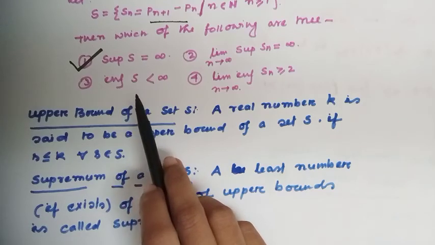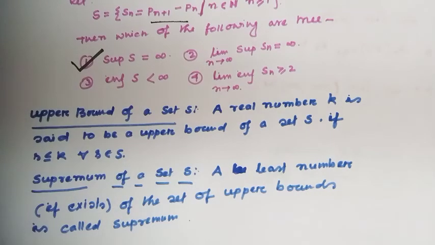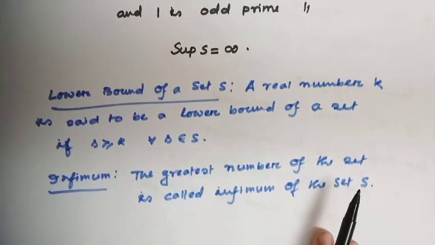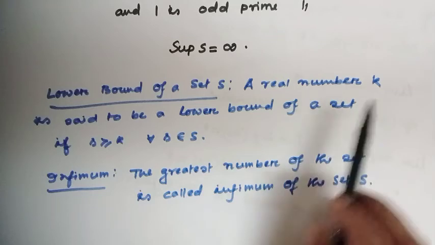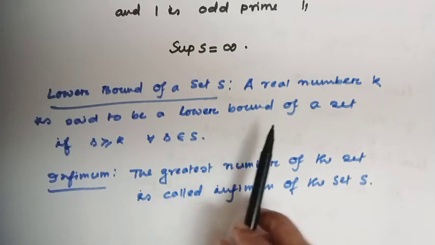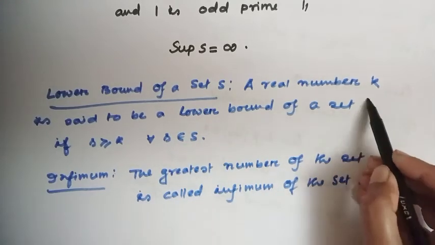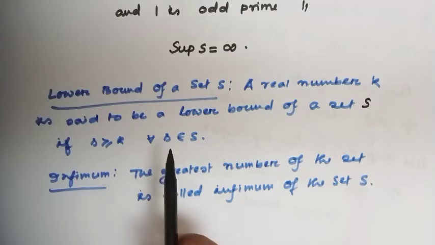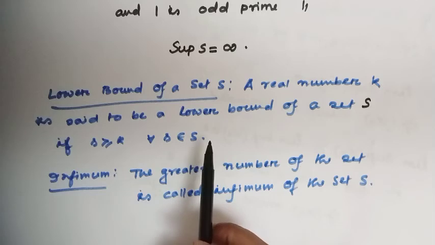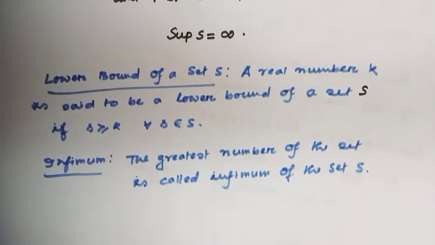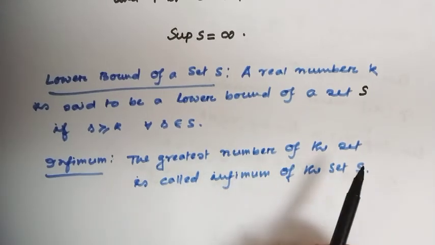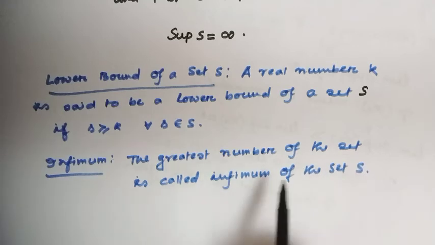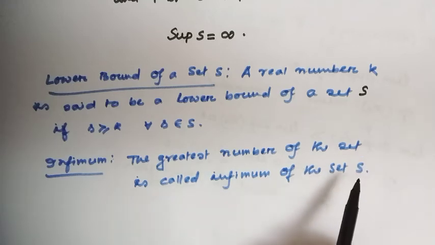Let's come back to the third option. The third option is infimum of S strictly less than infinity. At first, recall what is a lower bound of a set? A real number k is said to be a lower bound of a set capital S if small s is greater than or equal to k for all s belonging to capital S. And what is the infimum? The greatest lower bound of a set is called the infimum of the set S. This is the definition.